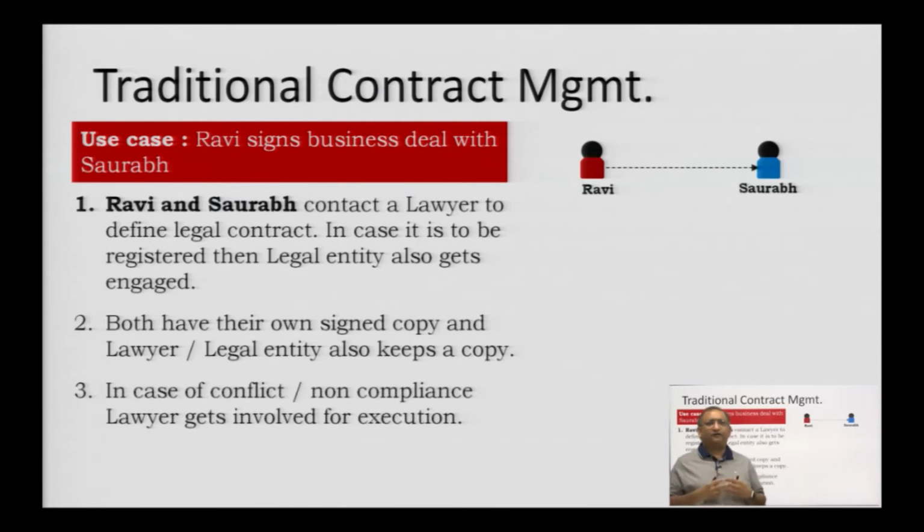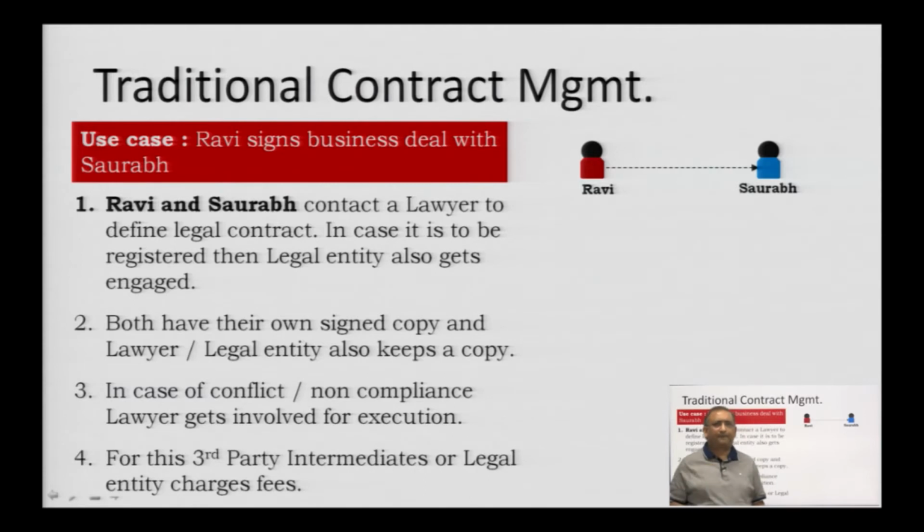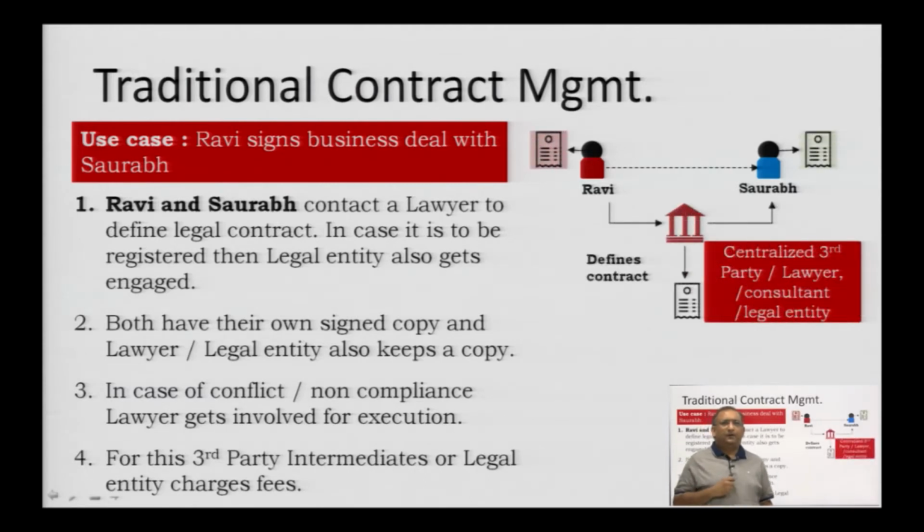Everything goes fine, and whenever the payment or the settlement has to be done, it is done according to the clauses defined in the contract. In case of any conflict or non-compliance, the lawyers and the legal entity get involved in the execution of the contract, and this is how traditional contract management works. This diagram shows Ravi and Saurabh, who defined a contract with the centralized party and the lawyer.